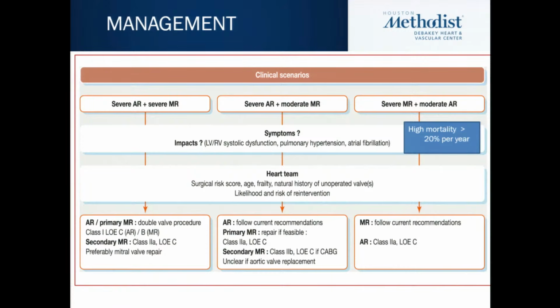And then the patient is assessed by a heart team, which is assessing the surgical risk, the age, frailty, natural history, likelihood and risk of intervention. And the recommendation is a double valve procedure if it's a low surgical risk. And for primary MR it is a class 1 indication. And if you have a secondary MR, it's a class 2A indication.